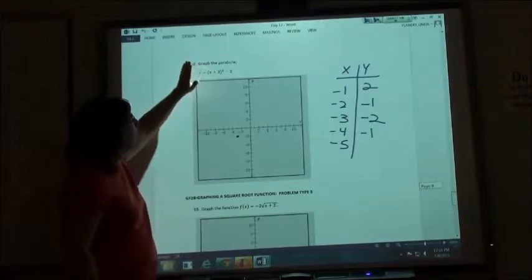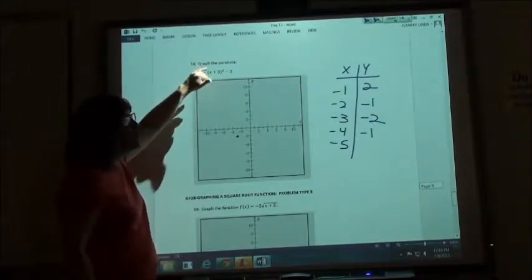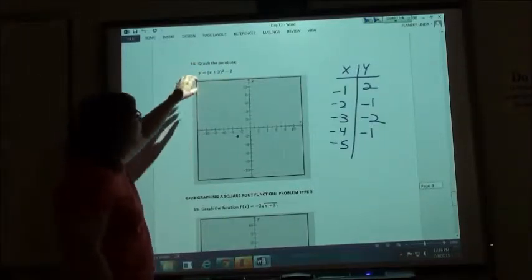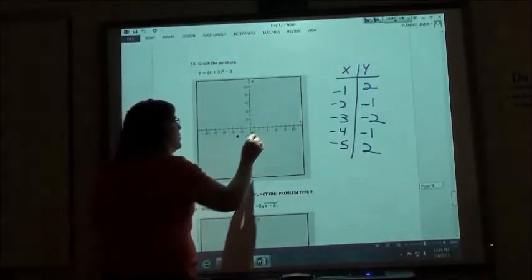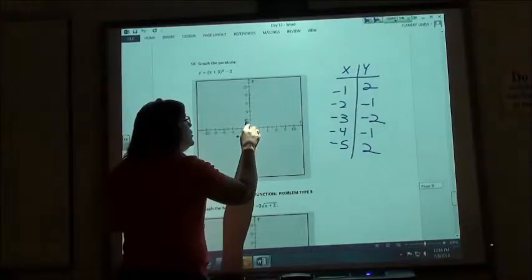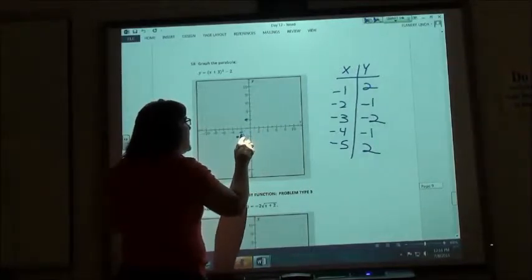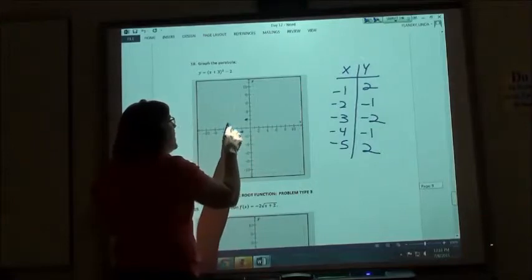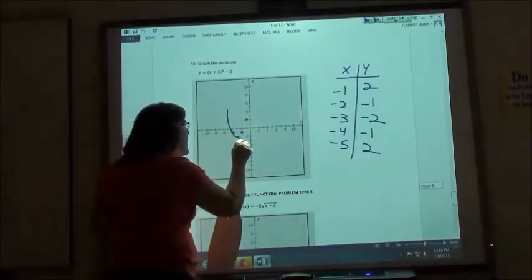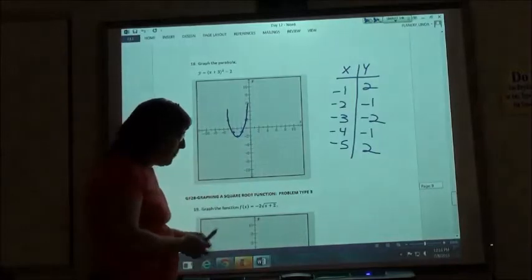-5 plus 3 would be -2. -2 squared is a +4. 4 minus 2 is 2. So -1 is up to 2. -2 is at -1. -4 is at -1. And -5 is up to 2. And again, I've got my graph of my parabola.